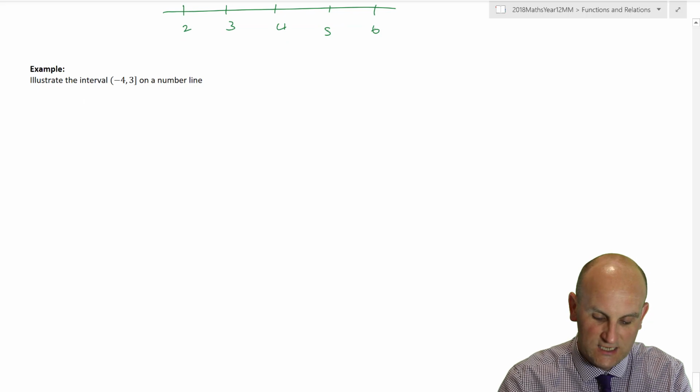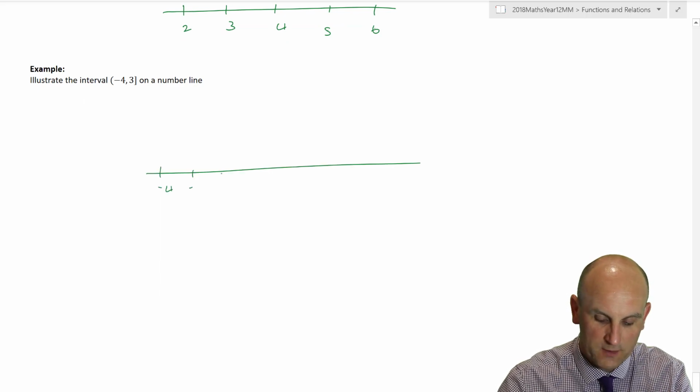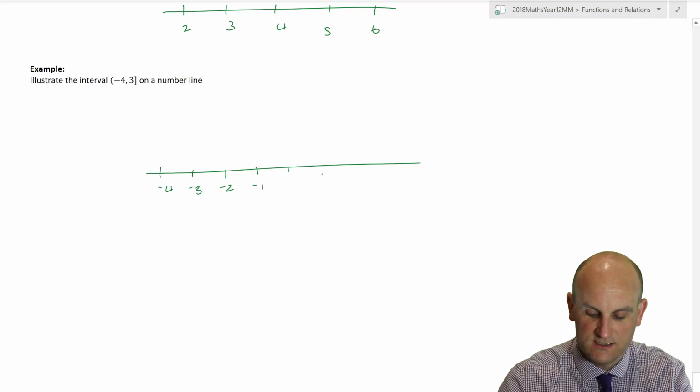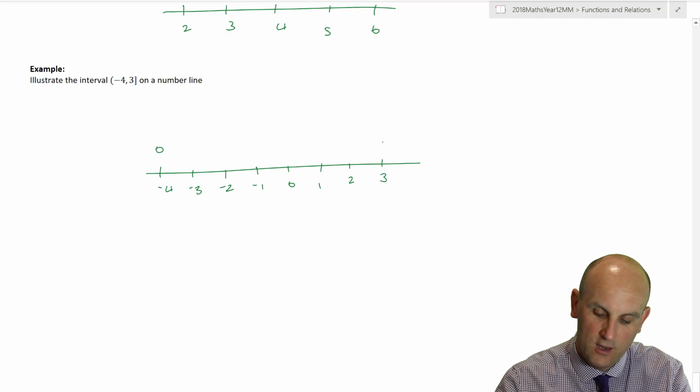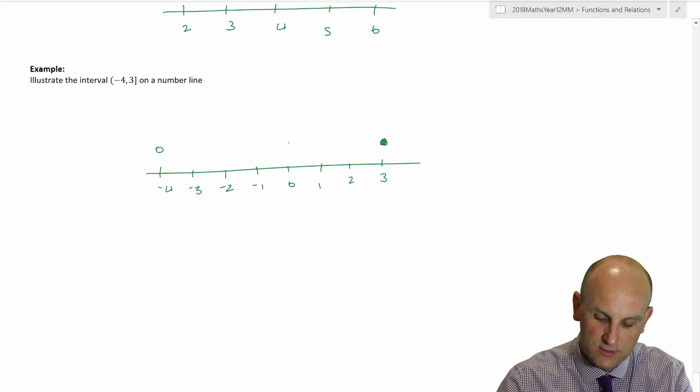An interval notation here of -4 to 3. All right, let's draw it. So -4, -3, -2, -1, 0, 1, 2, and 3. So -4 is not included, 3 is included, and join the 2 together.